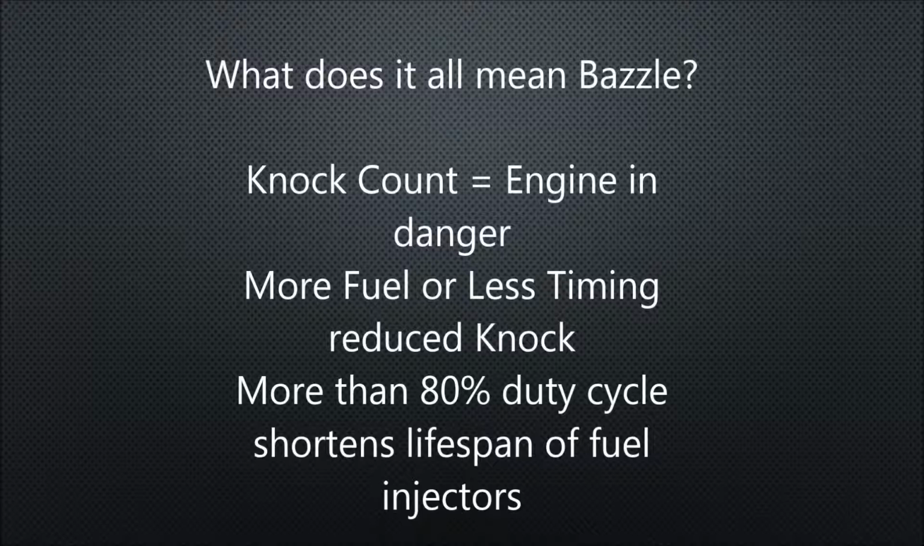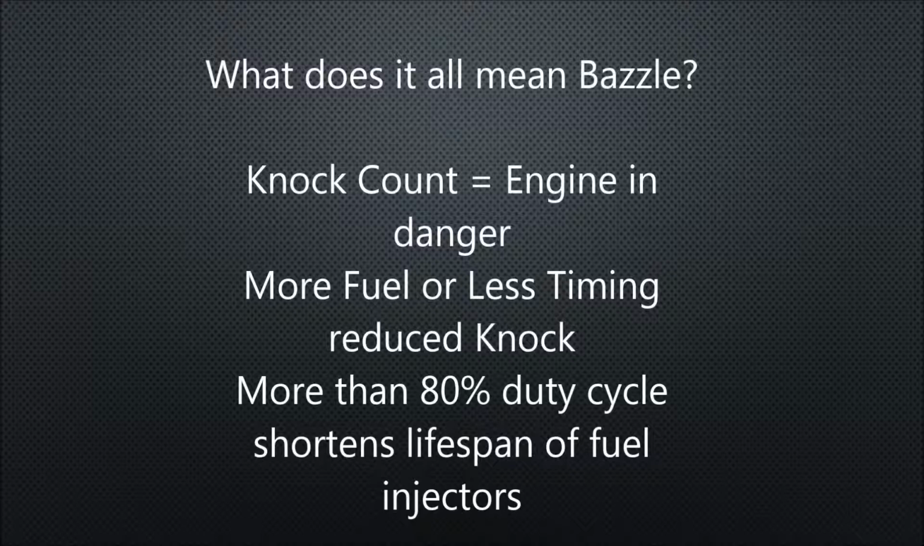So knock count is probably the most important. That's an indicator that your engine is going to blow. Basically, it's when fuel ignites at the wrong part of the engine cycle. So to avoid knock count, what we do is either increase fuel or reduce advanced timing. So that's why those 2 components show.